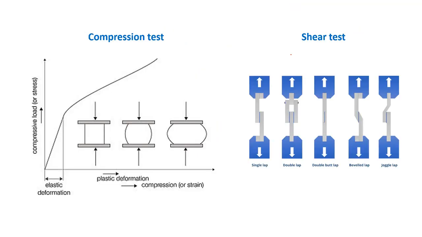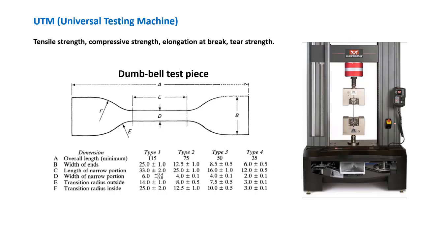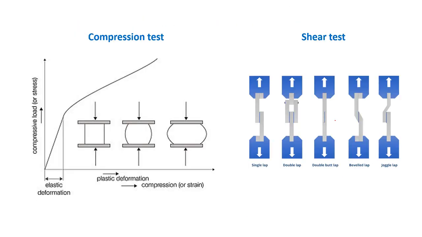Then we have compression testing. So compression is basically in the same machine, we can have compression also. So as the name suggests, we are compressing the specimen. So initially the specimen will have some area, and then after compression the area will be increased and bulging will happen. So bulging will start happening. So that is what we can plot.